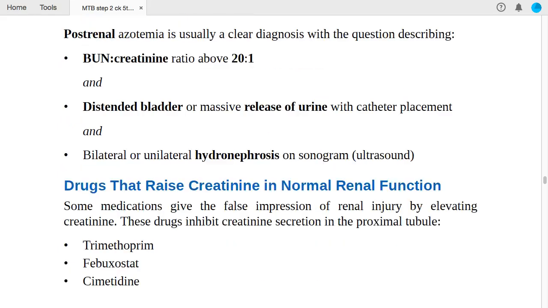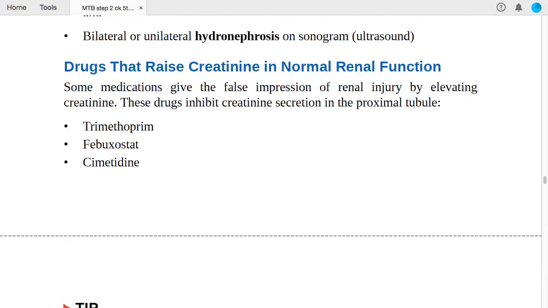Now we're coming towards drugs that raise creatinine in normal renal function. Some medications give the false impression of renal injury by elevating creatinine, but actually the pathology is not there. These drugs inhibit creatinine secretion in the proximal tubule. If secretion is inhibited, more creatinine will be in the blood. Examples are trimethoprim, febuxostat, or cimetidine. These medications inhibit creatinine secretion in the proximal tubule, so creatinine will not be excreted in the urine.